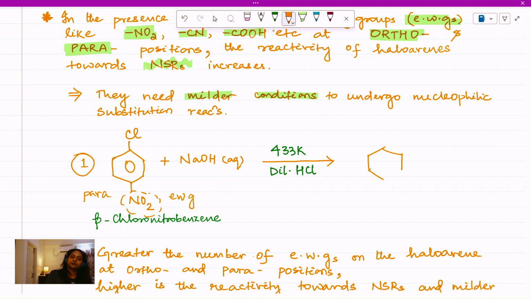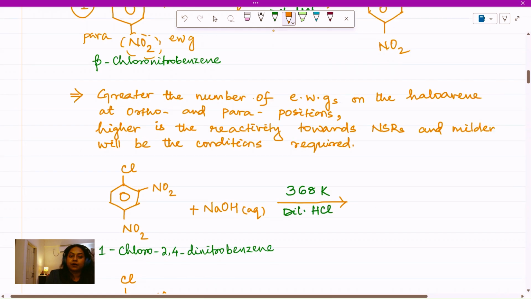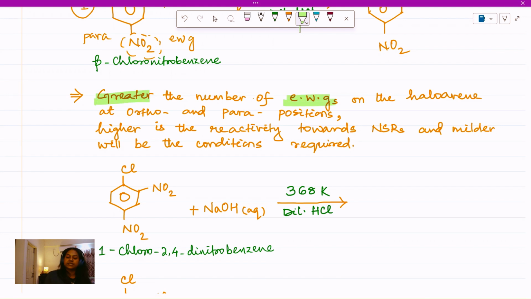Okay, so what happens here is you have NO2 and the Cl gets replaced with OH. So you have a nucleophilic substitution reaction, but it now happens at a lower temperature. Now, the second point, we've already done this. The second point is the number of electron withdrawing groups. When electron withdrawing groups increase in number, the conditions become even milder. You do not have to go to such extreme conditions anymore.